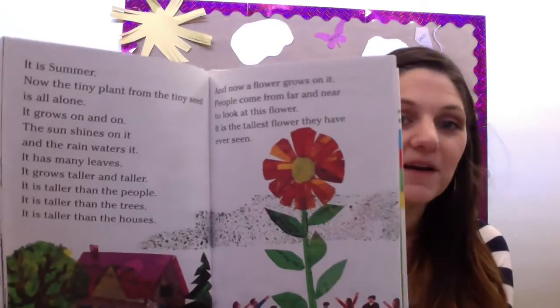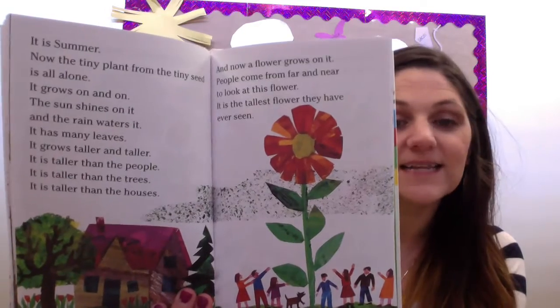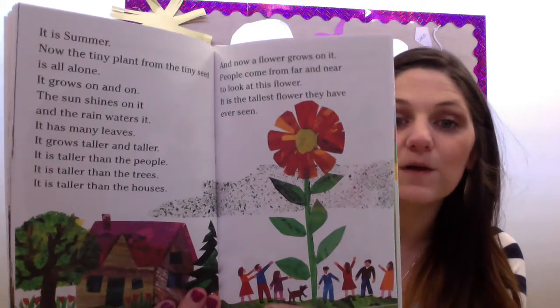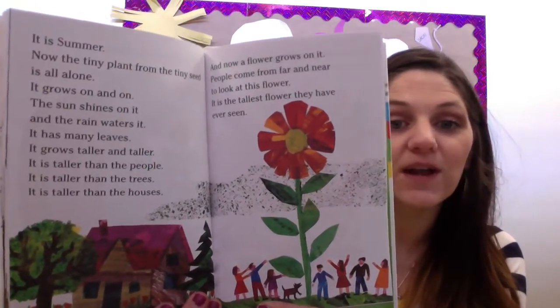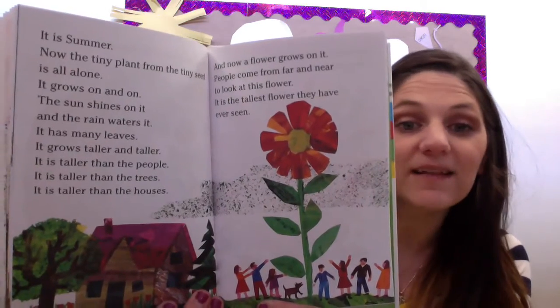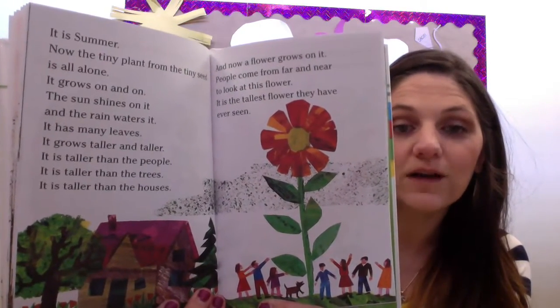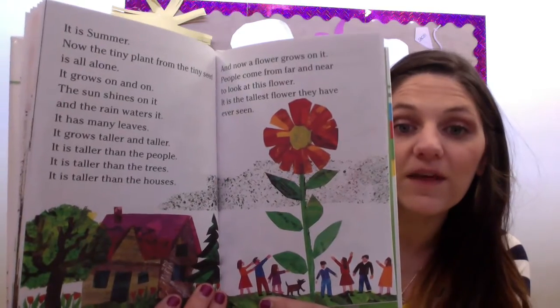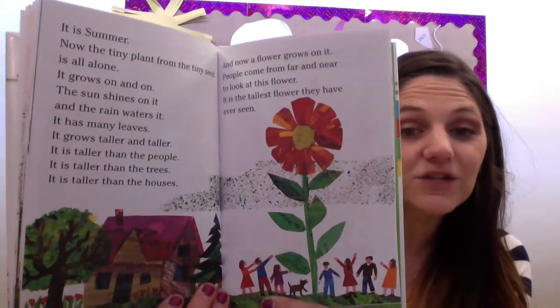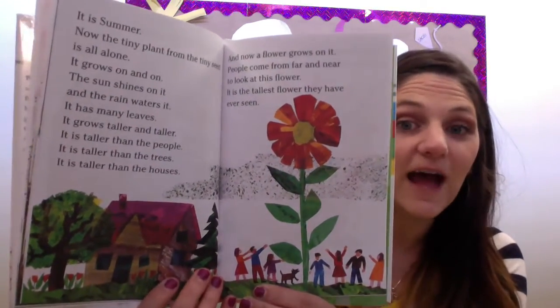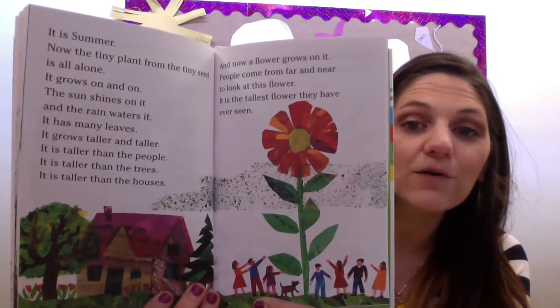It is summer. Now the tiny plant from the tiny seed is all alone. It grows on and on. The sun shines on it and the rain waters it. It has many leaves. It grows taller and taller. It is taller than the people. It is taller than the trees. It is taller than the houses. And now a flower grows on it.